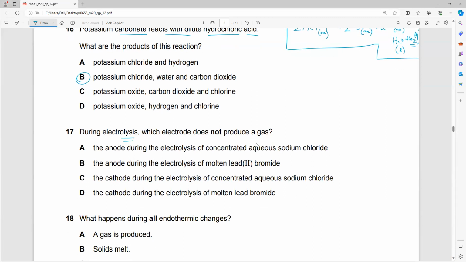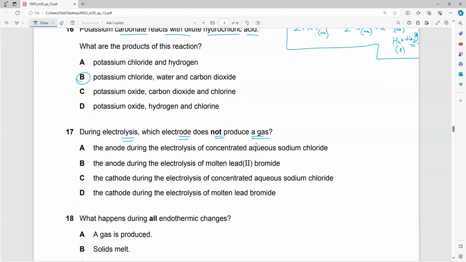Next question is also a very important question. During electrolysis, which electrode does not produce a gas? You can go through that and answer it. I don't want to mention you. It's your responsibility. You need to know all the chemicals and everything.